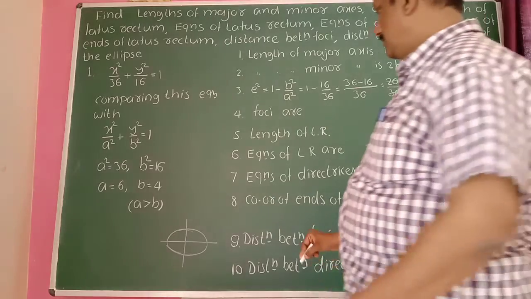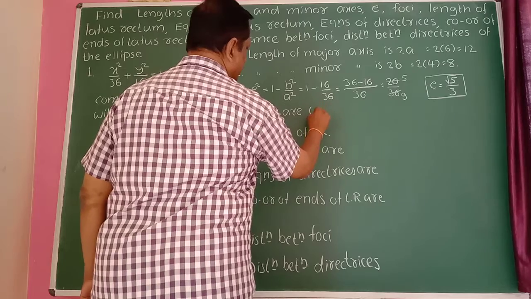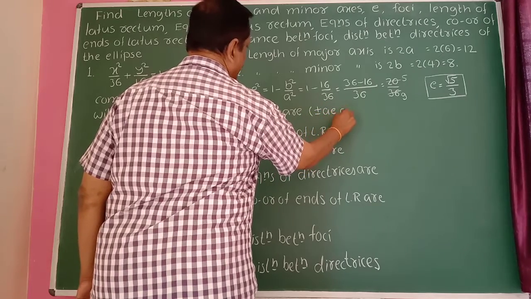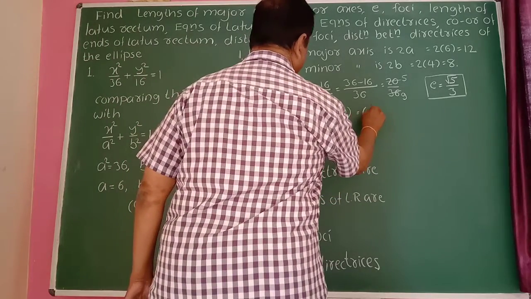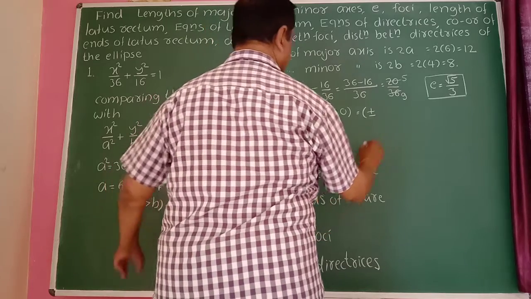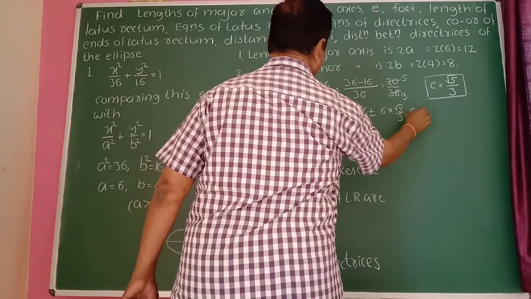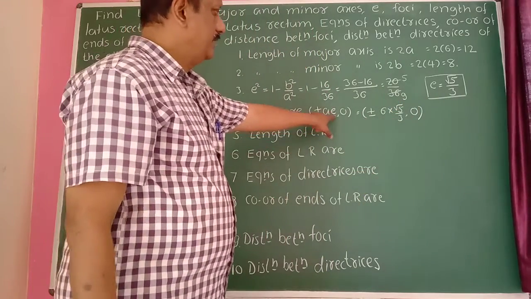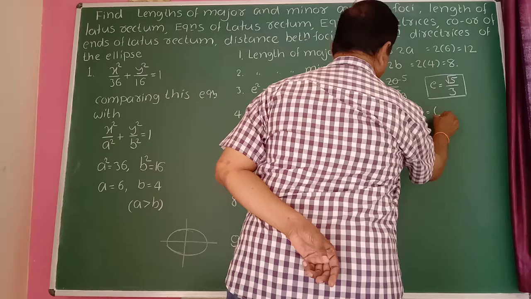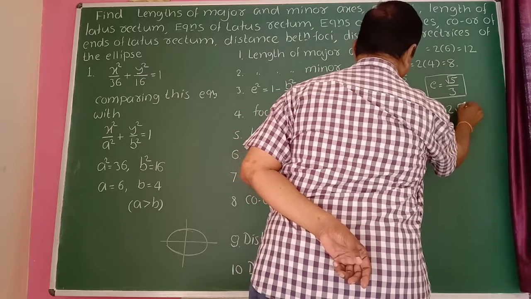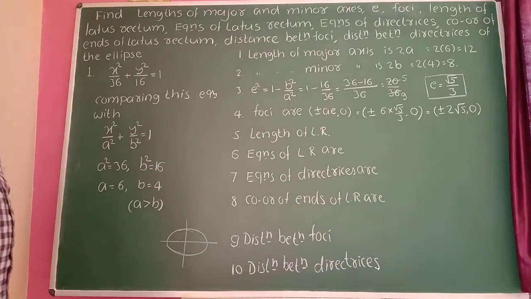Then the foci lie on the x axis. Therefore plus or minus a into e comma 0. This is the formula. So plus or minus a value 6 into root 5 divided by 3 comma 0. A value 6, e value root 5 by 3, so 3 twos are 6, cancels here. Plus or minus 2 root 5 comma 0.